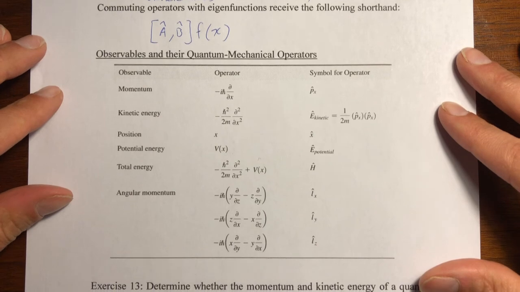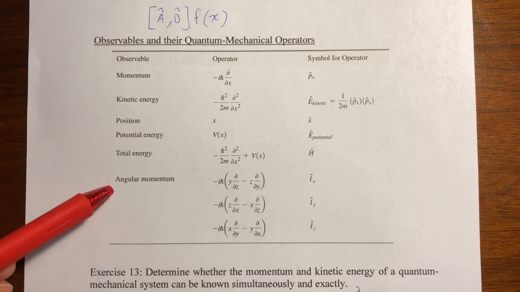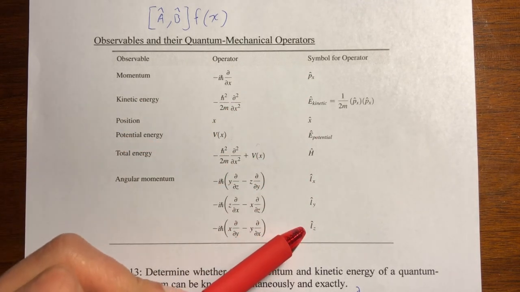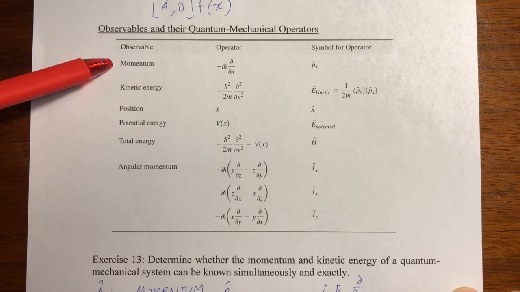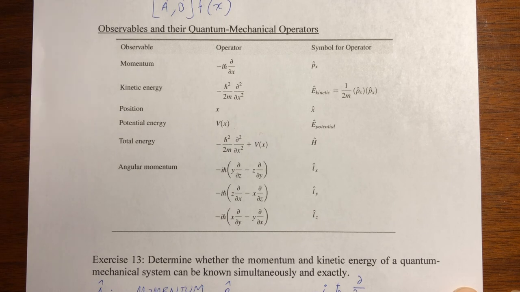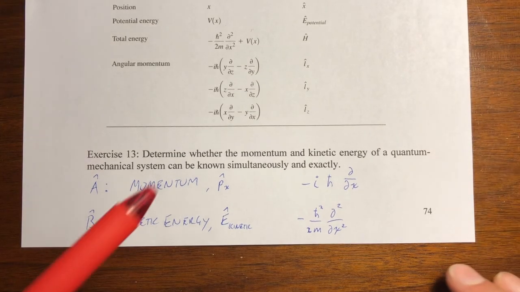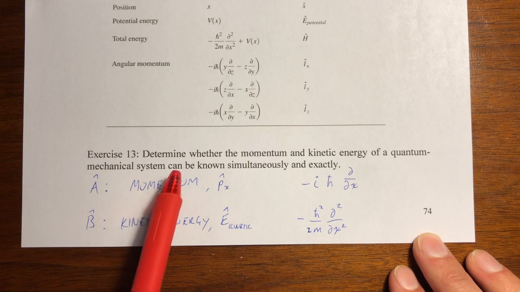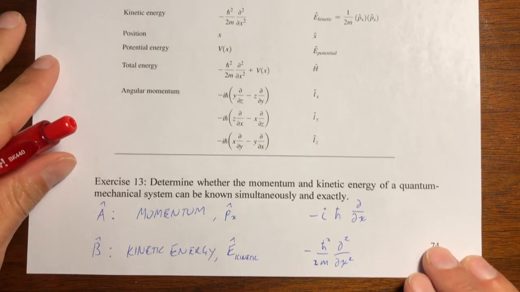So now here is a table of common observables in physics and chemistry and their corresponding operators and the symbol for their operators. In the next example, we're going to show whether or not momentum and kinetic energy can be determined simultaneously for a system. So that brings us to exercise 13. Determine whether the momentum and kinetic energy of a quantum mechanical system can be known simultaneously and exactly. So here's how we do that.